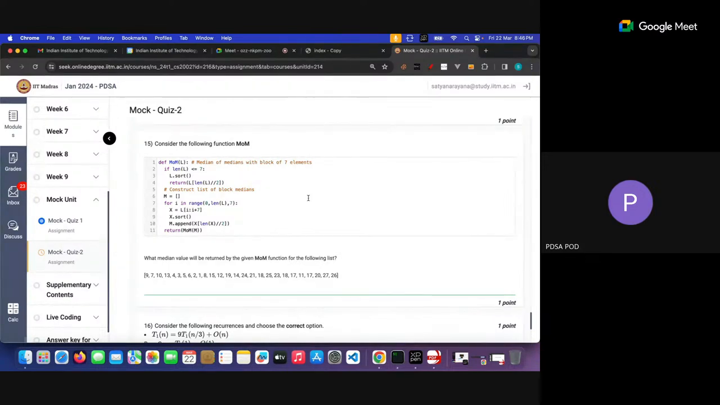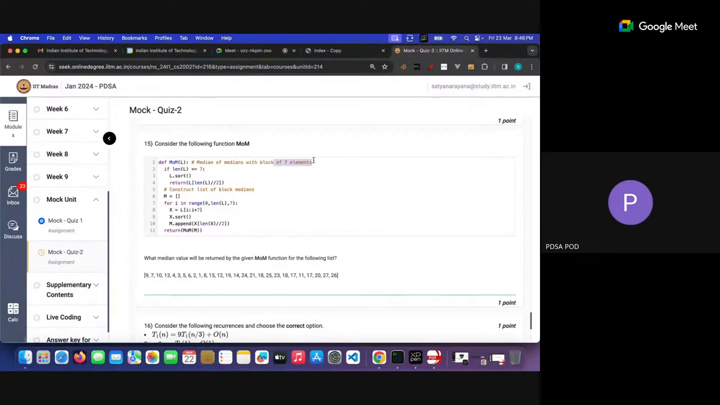The MOM strategy is pretty simple. Whenever a list of elements is there, we try to select the median element. But if the sequence of elements is very large, we try to make blocks. In this function, they have given 7-element blocks, but they can try 5-element blocks. Even in the professor's lecture, you can see 5-element blocks. But anyway, no problem, even 7-element blocks are not an issue.